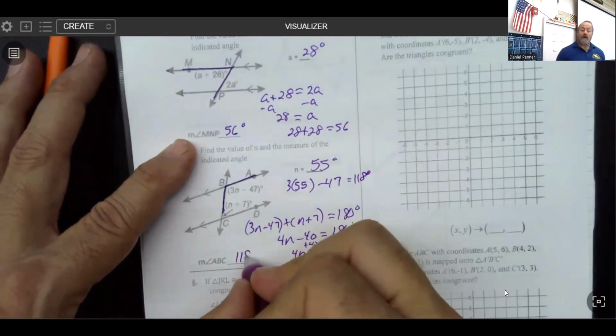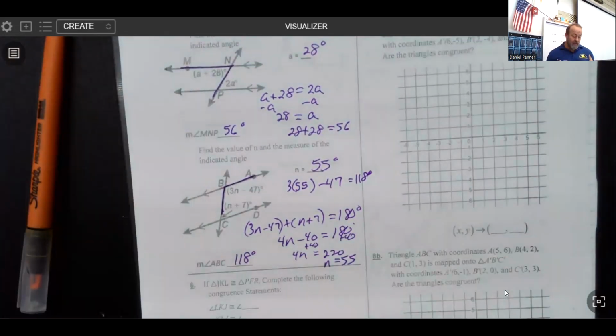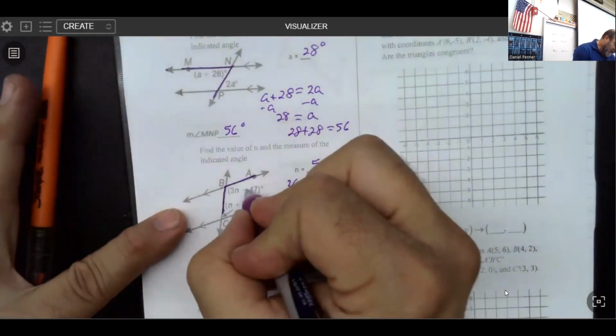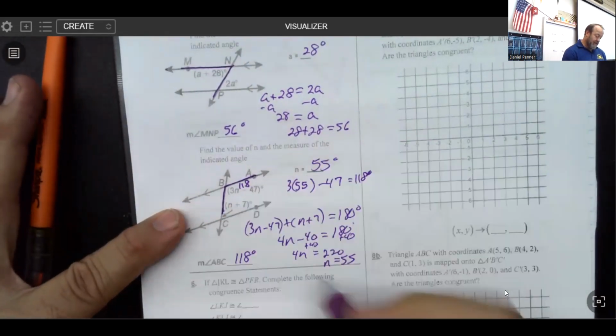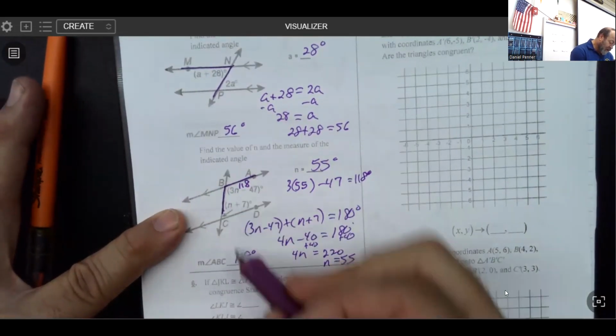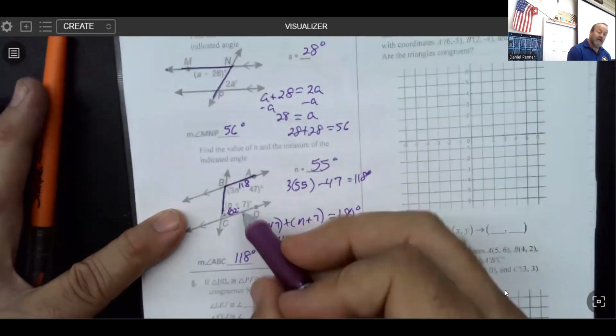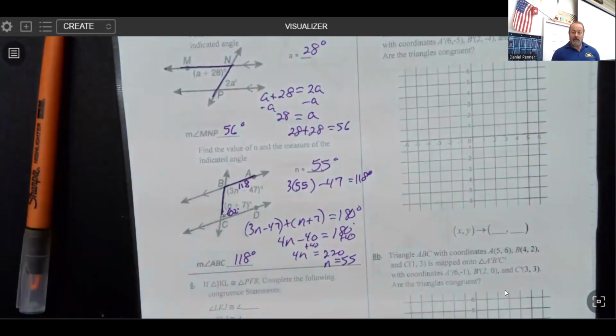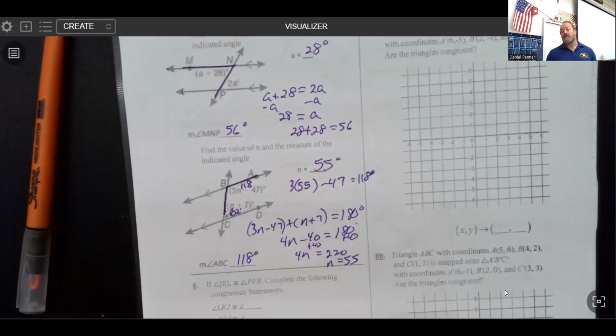Now, most of you would probably stop there. I don't. I do one more thing, because if I know that this angle right here is 118, I'd also like to do something else, because 55 plus 7 would be 62. And I can see that these two things do, in fact, add up to 180 degrees, which validates the fact that they were, in fact, supplementary and that I did do my arithmetic correctly, or my algebra.